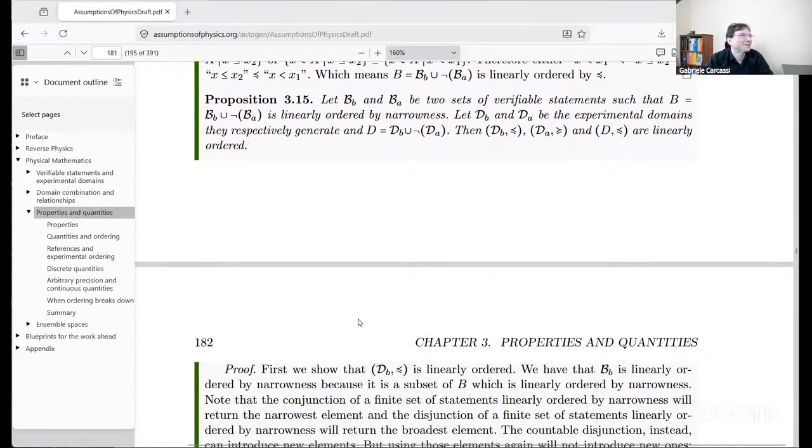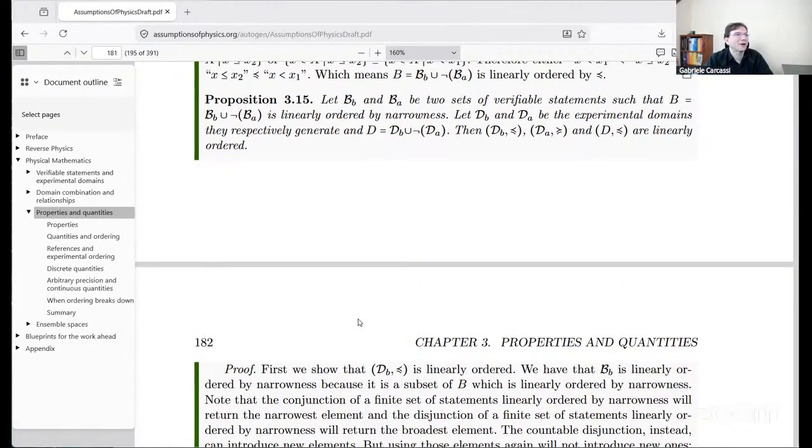And then there is this proposition. Let BB and BA be two sets of verifiable statements such that the basis is like this, linearly ordered by narrowness. Let DB and DA be the experimental domains they respectively generate. And then we also define D in the same way, DB union negation of DA. Then DB with narrowness, DA with broadness, and D with narrowness are linearly ordered.